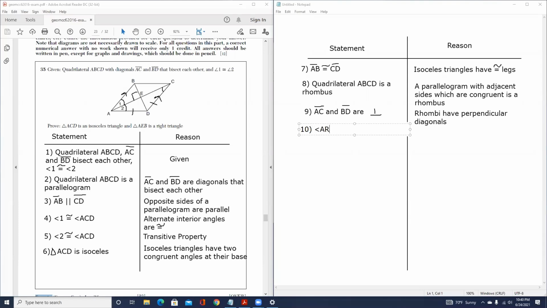Our 10th statement is that AEB is a right angle, and the reasoning being that perpendicular lines form right angles. And our final statement, I should say, is that AEB is a right triangle. And the reason is that right triangles contain a right angle.